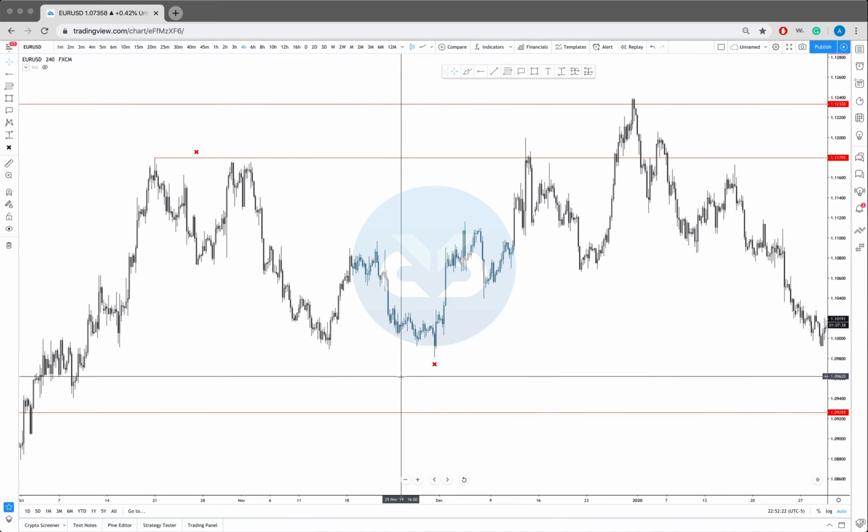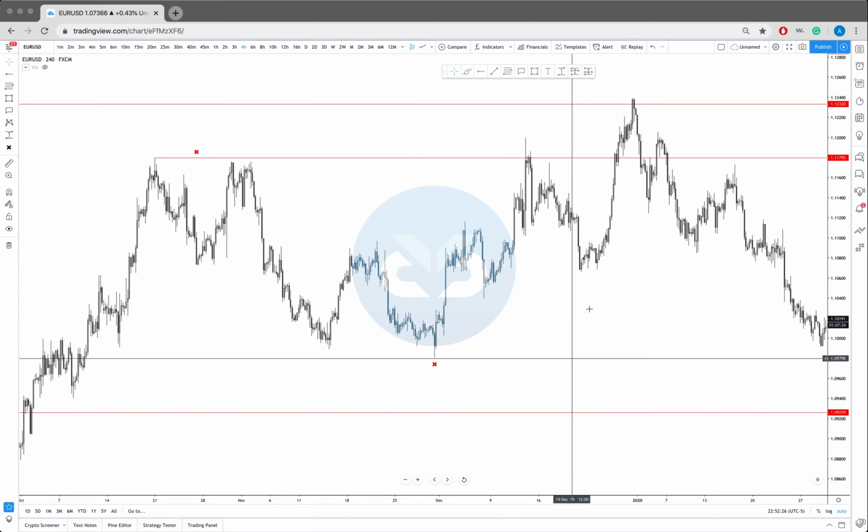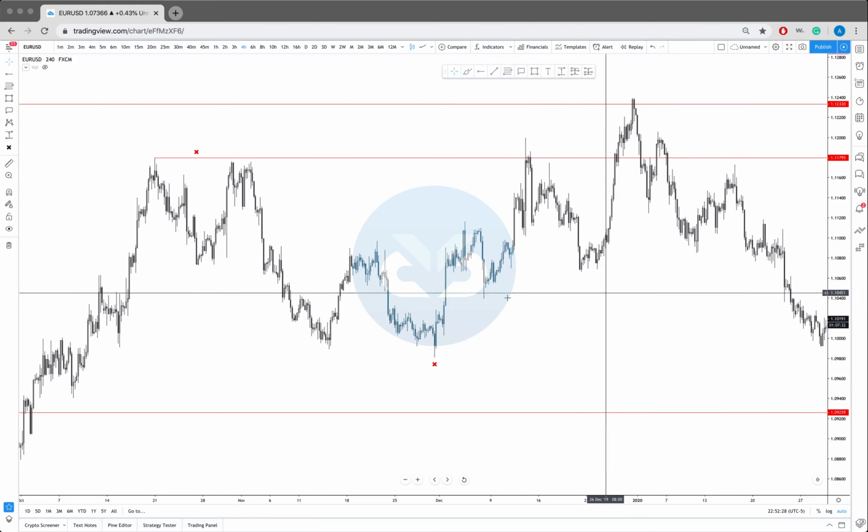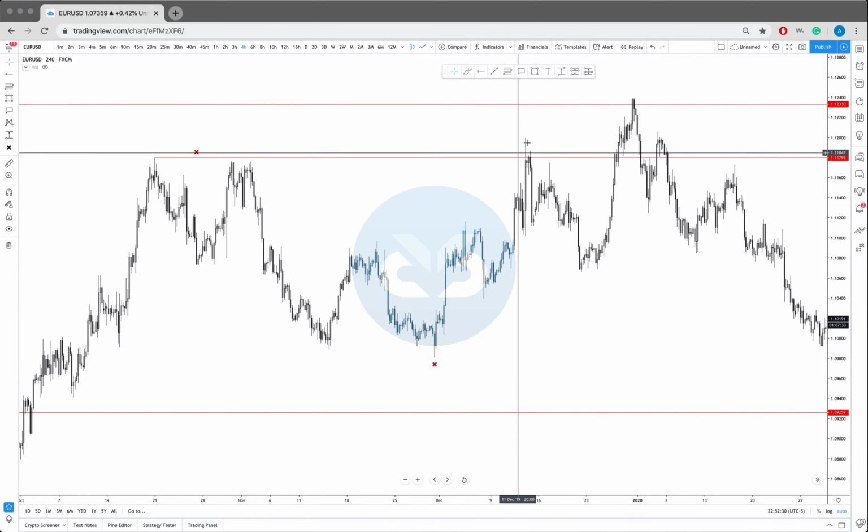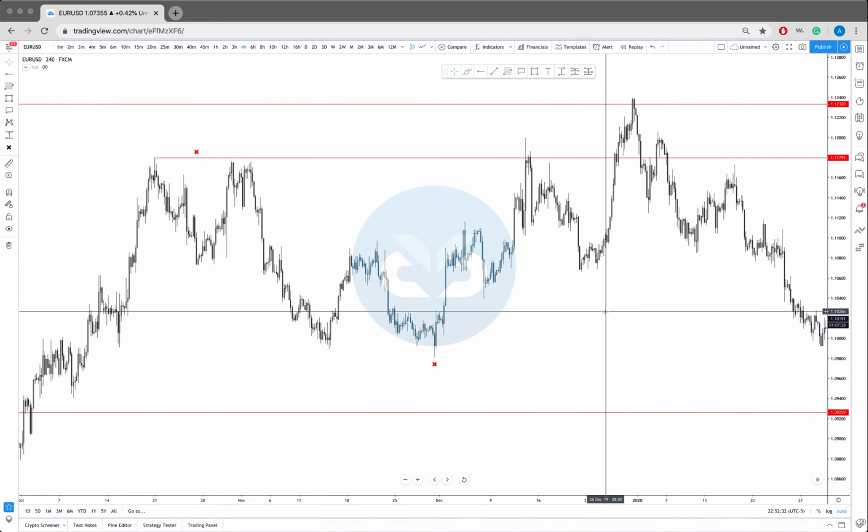Preferably you want to aim to take out equal lows and equal highs, but you can also have swing points like this one here or this one here. Those are also targets as well. That's why liquidity is a very broad topic.